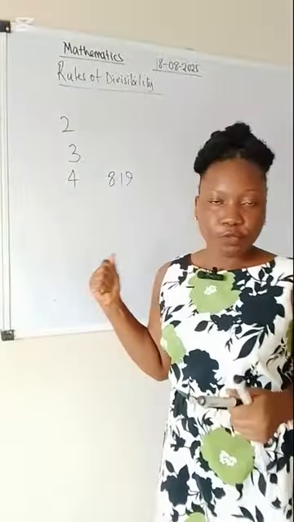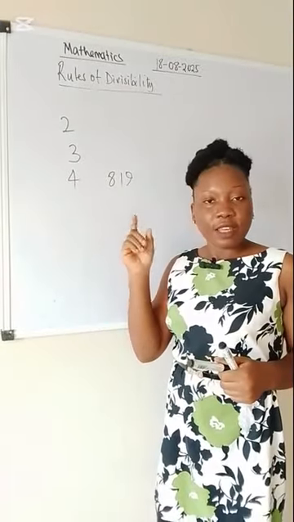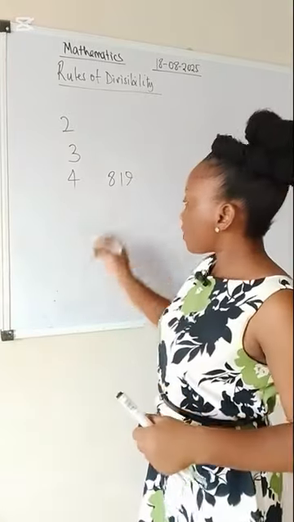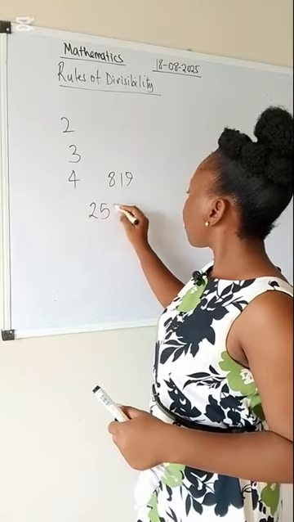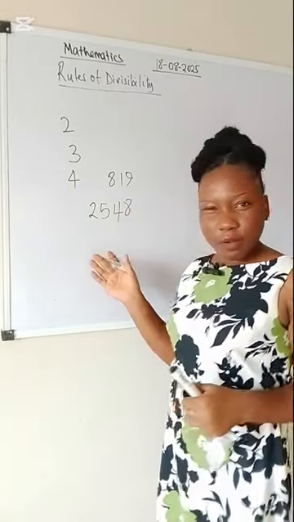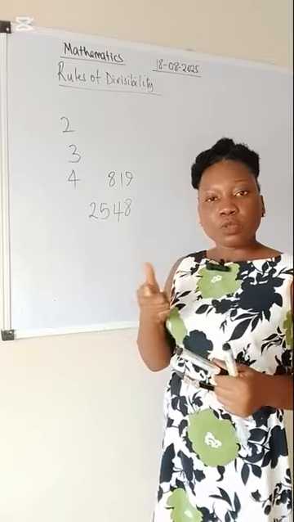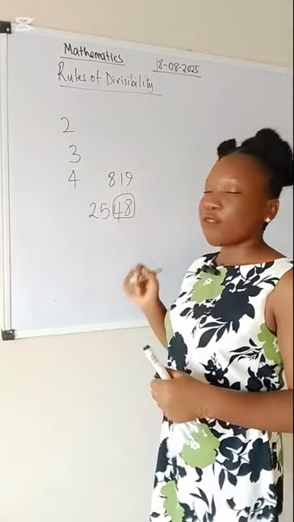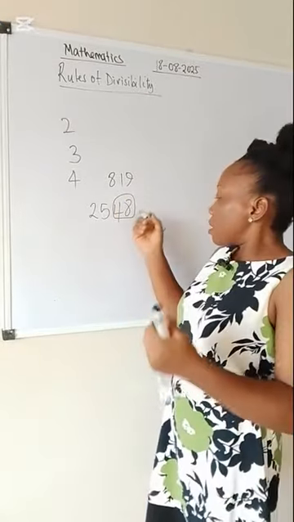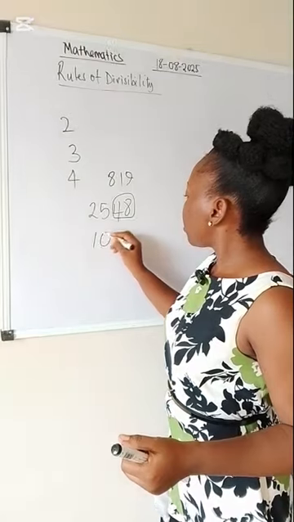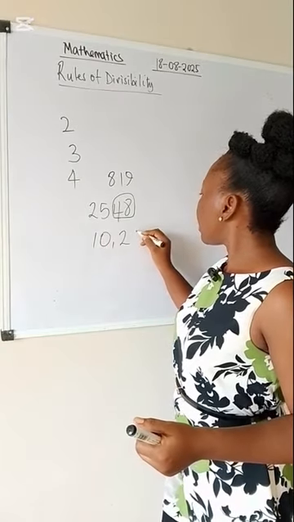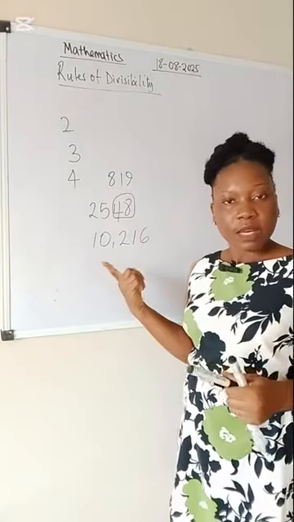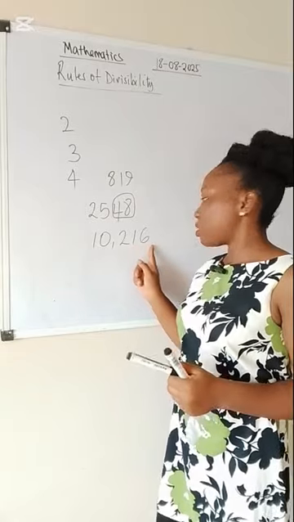Now the rule for 4 is a number is divisible by 4 if the last 2 digits are a multiple of 4. Take for instance, I have a number like 2548. It's a big number, right? If you want to be sure whether 4 can divide it, check out the last 2 digits. If it's a multiple of 4, then 4 can divide the number. Another example could be 10,216. Okay, this number is divisible by 4 because the last 2 digits are a multiple of 4.